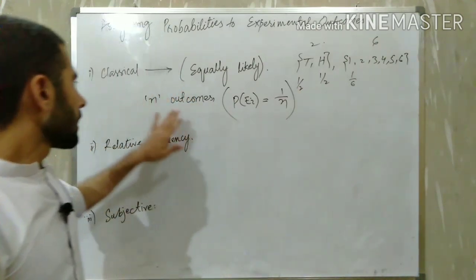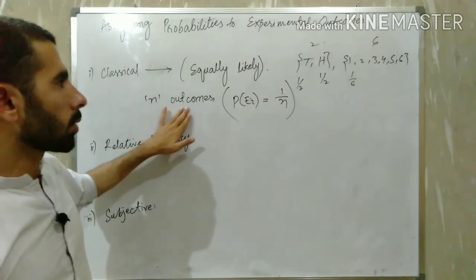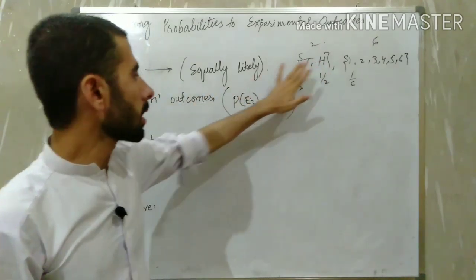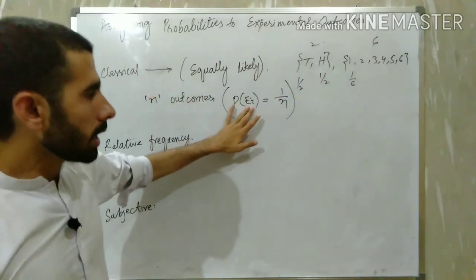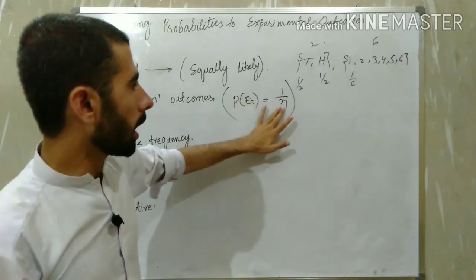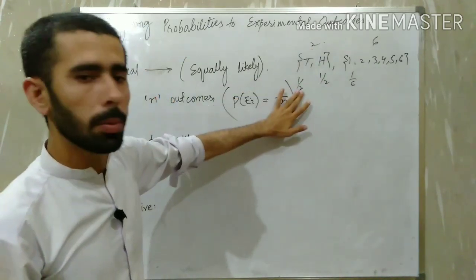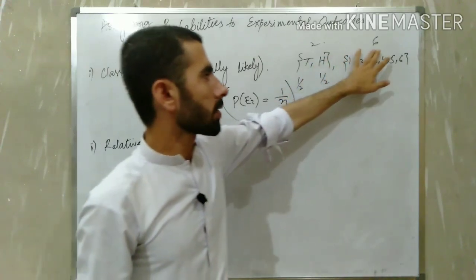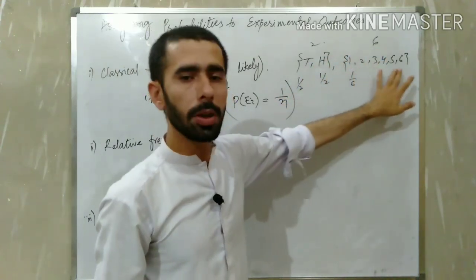So if you have a total of n outcomes, the probability for each individual outcome would be 1/n. In case of 2 outcomes, the probability would be 1/2. In case of 6 possible outcomes, the probability would be 1/6.